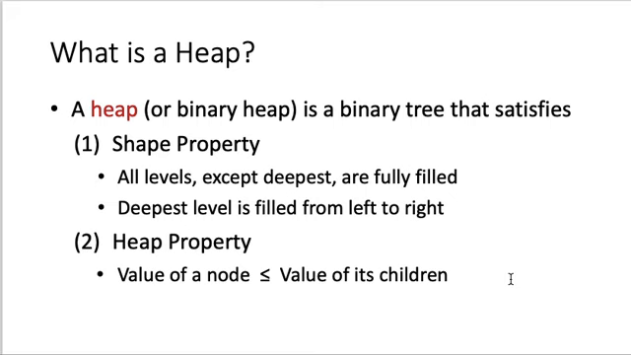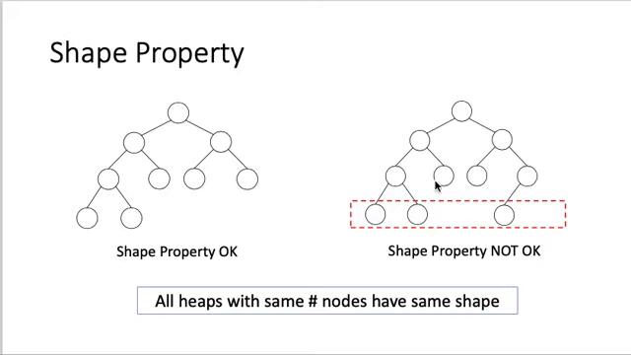So let's see the examples. First of all, the shape property. This is a binary tree that has 1, 2, 3, 4, 5, 6, 7, 8, 9 nodes. As we can see, for this tree, all the levels are fully filled except the deepest one. And also for the deepest one, the nodes are filled from left to right. This is a binary tree that satisfies the shape property.